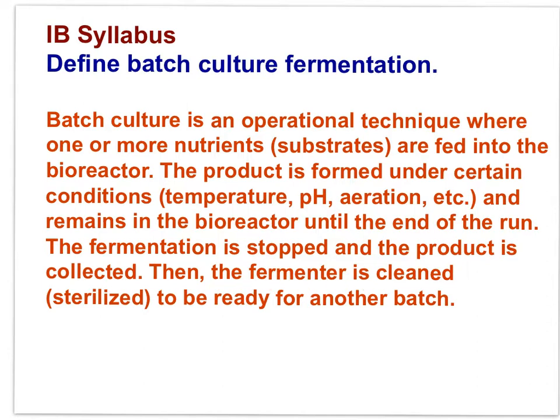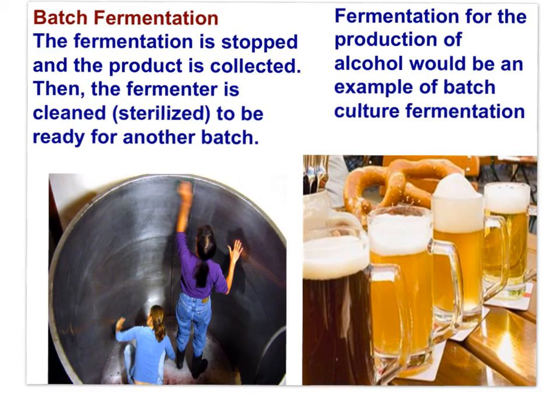Then the fermenter is cleaned, sterilized, to be ready for another batch. In batch fermentation, the fermentation is stopped at the end and the product is collected. Then the fermenter is cleaned, sterilized, as you can see in the left photo, to make it ready for another batch. This type of culture is typical of making alcohol using yeast or making penicillin.